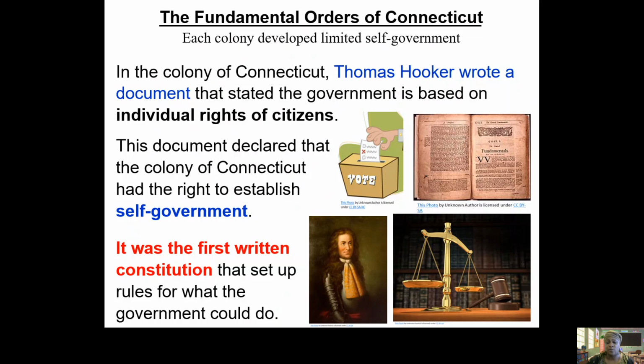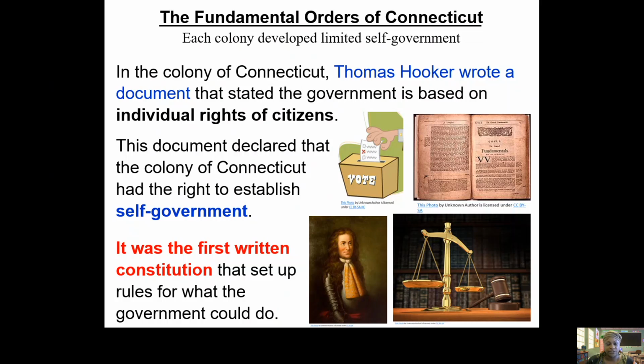And this document was the first example of a written constitution that was set up in the New World. This document was explaining to the government what the government could do and what the government could not do. So that's very significant that there's now an actual document that provides rules and guidelines for the government. So that was Thomas Hooker, and he wrote this document called the Fundamental Order of Connecticut.